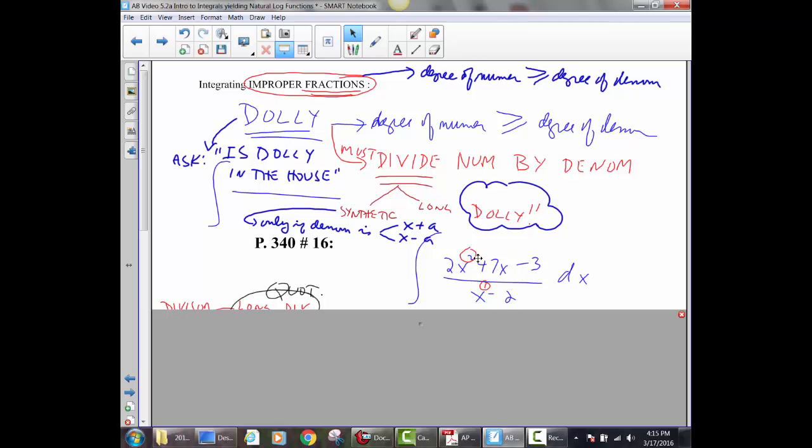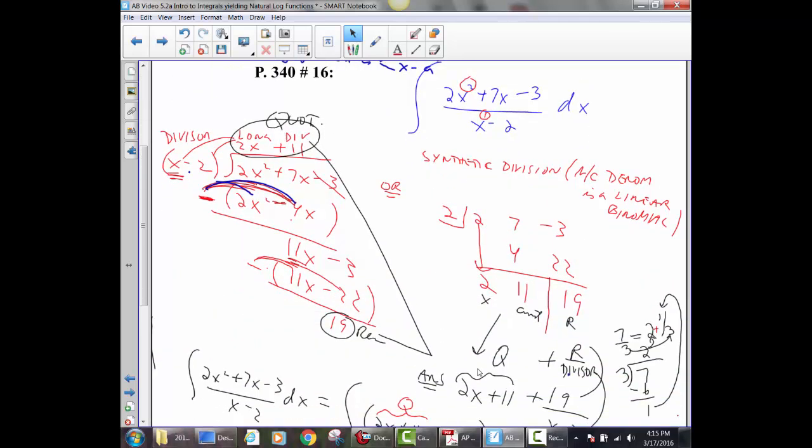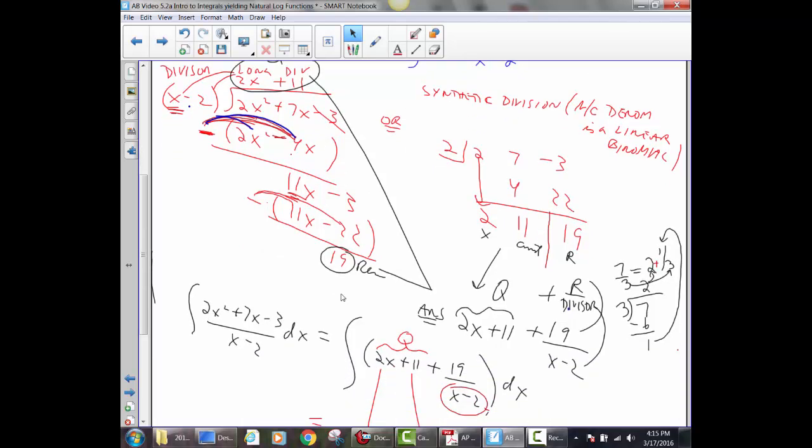Notice it's a dolly. Degree of the top is 2, degree of the bottom is only 1. Now I can use synthetic or long division here. I did long division here, synthetic division there. When you're all said and done, either way you do it, your quotient is 2x plus 11 plus your remainder over your divisor, okay? So that's 2x plus 11 plus 19 over the thing we were dividing by. Same thing here. If you do synthetic, that's your remainder. These are the coefficients of your quotients. So that's remainder, constant term, x squared, x cubed, whatever. So again, 2x plus 11.